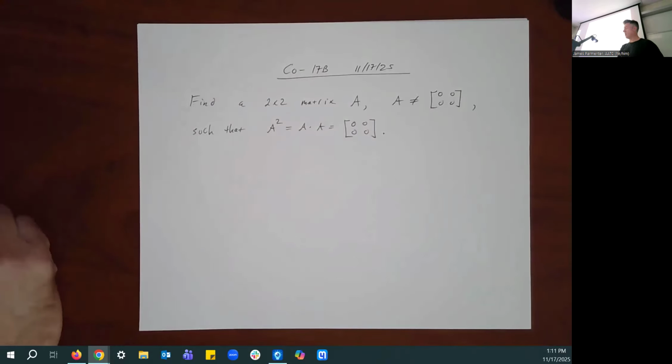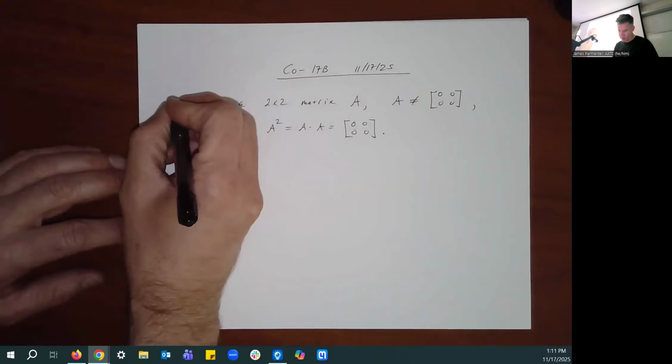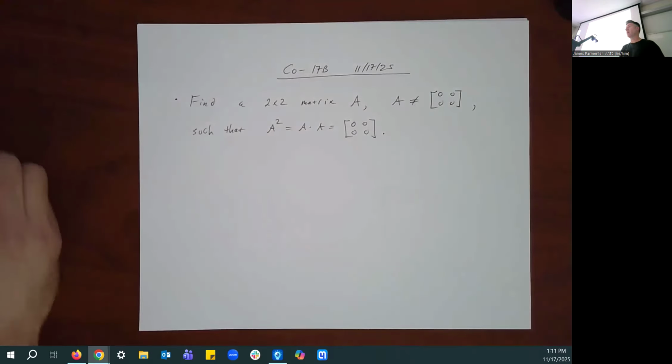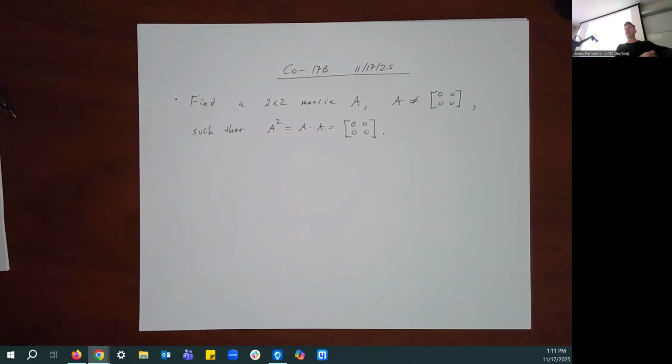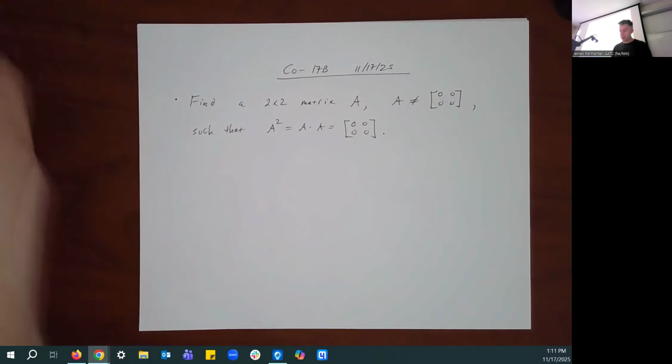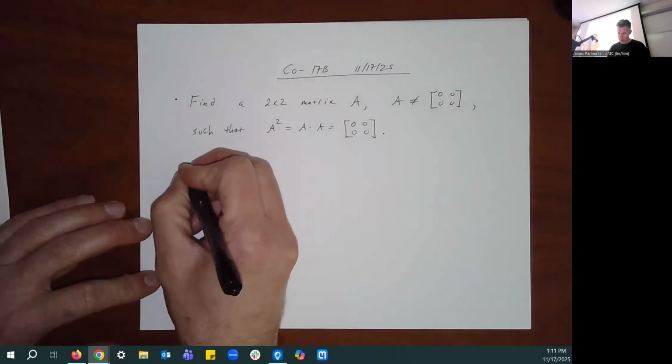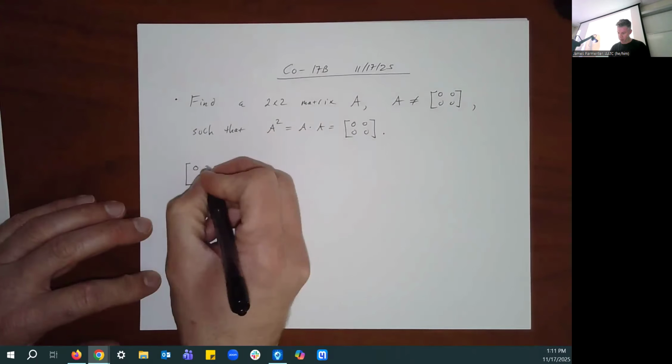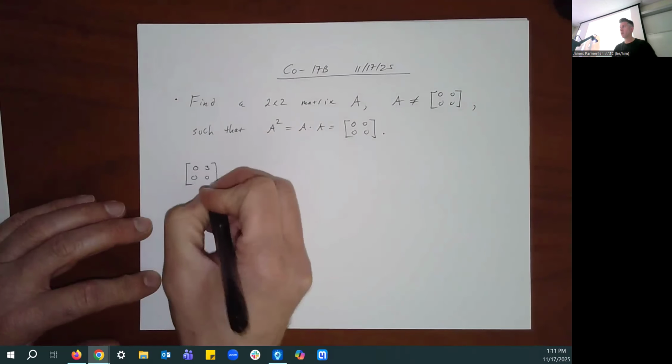So this question's kind of interesting, I think. You can certainly guess at an answer, and there's lots of right answers to this question. There are plenty of matrices that if you multiply them by themselves, you get the zero matrix. One such example is this matrix, 0, 3, 0, 0.